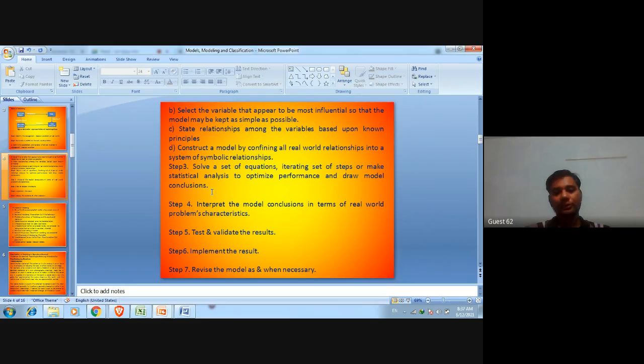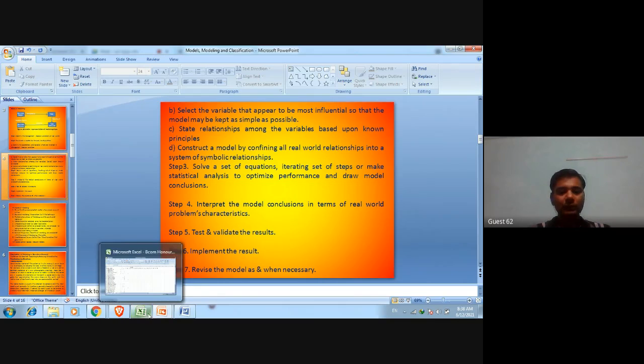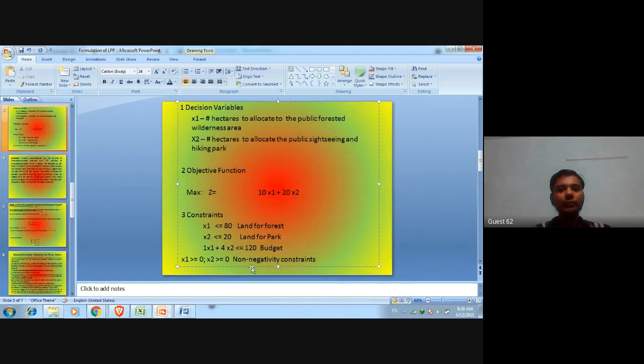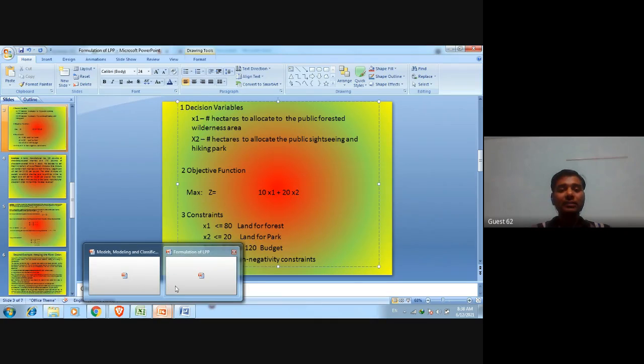according to your situation. Now after solving, you have to make a conclusion about what you have found in your solution. Actually, when you solve your model, you will get some numbers or symbols. Just like if you solve this problem, you will get some numbers. Okay, some numbers just like x1 equal to something and x2 equal to something. So this is the solution.